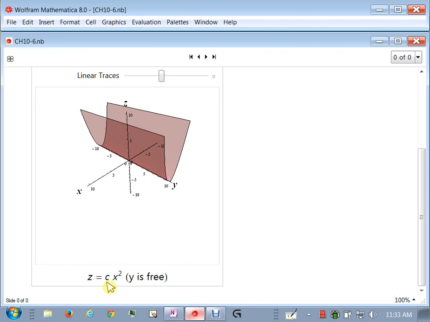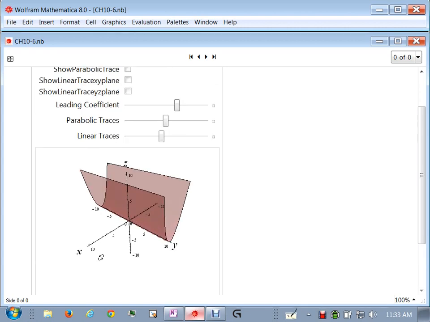The Y variable here is free, meaning the Y doesn't appear in the equation, which gives us, again, that axis that our parabolic cylinder is going down. So if I want to switch the axis I go down, I just switch up what variables I'm using in the equation. How about the traces?